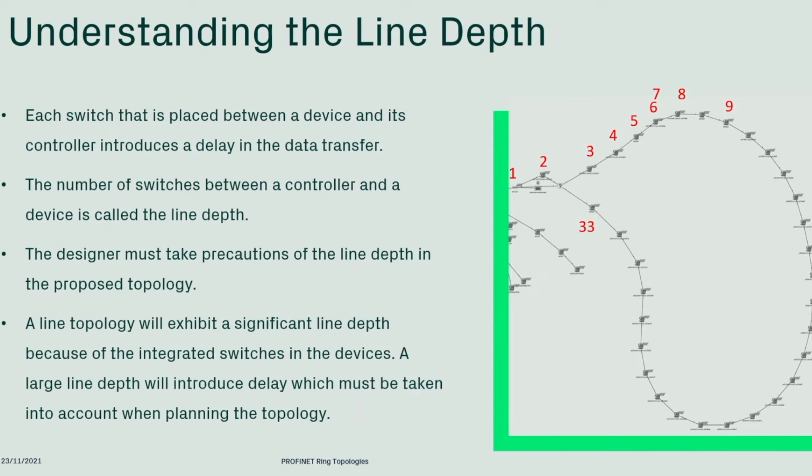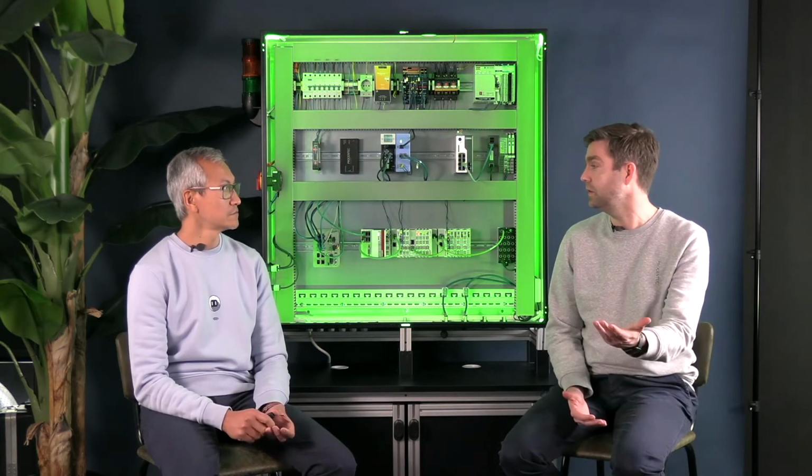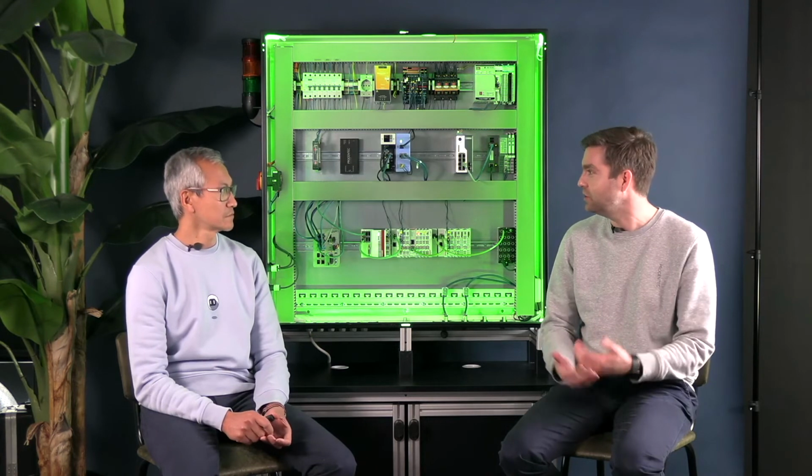Another thing is line depth. So there's the bus load, the amount of messages on your line, but also the delay of your messages. If we look at this ring, you can count all the devices that are put in a line. In this case, we have 33 devices. So that's quite a lot. Yeah, quite a lot. And PROFINET has made a table specially for us to see that if we want to have a certain reaction time, a certain cycle time, you cannot have too many switches or devices in your line. Okay, so this is also important to make sure that you're taking all the cycle times into consideration. Yeah. Otherwise, I'm guessing you're going to get jitter or other issues on the network.